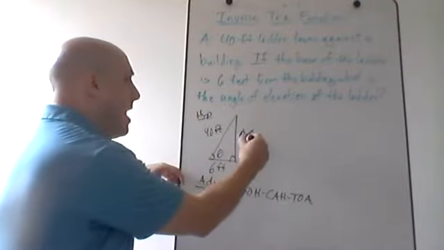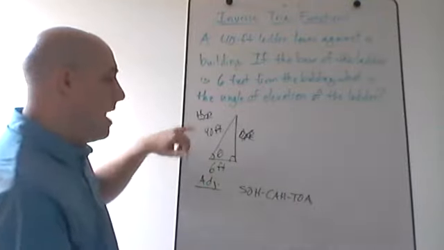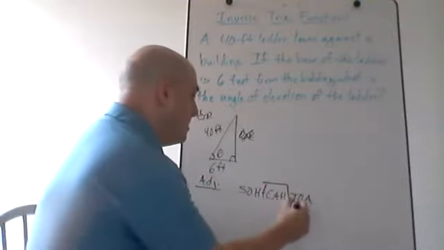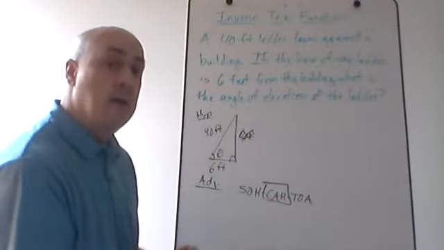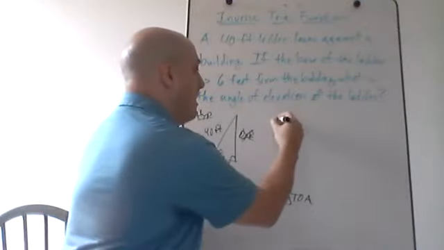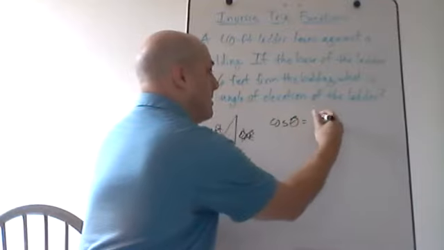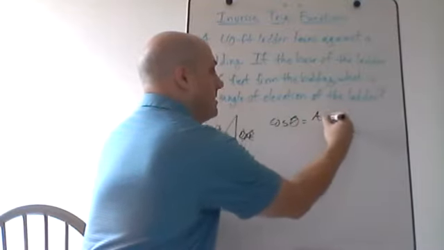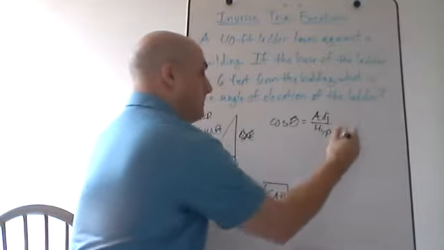Right, so I don't know the opposite side this time, but I know the adjacent side and the hypotenuse, which means I'm using the CAH here, the cosine, which is the adjacent over the hypotenuse. Right, so cosine theta equals the adjacent side over the hypotenuse.